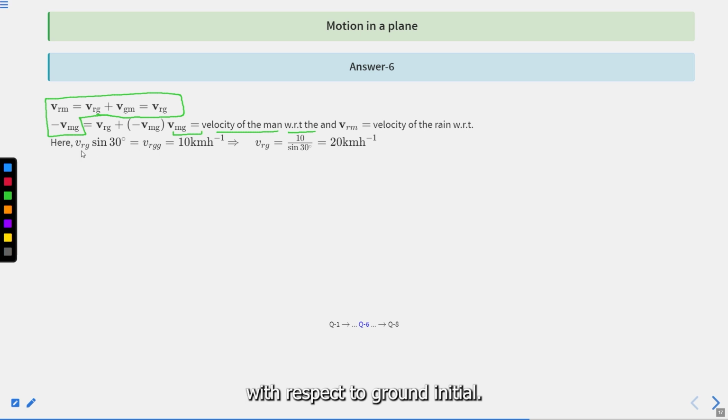Clear? Here this is the velocity of man with respect to ground. Clear? So VRG sin 30 degree is equal to VRG, 10 km per hour. This is only G, not double G. Mistakes in slides. Clear?